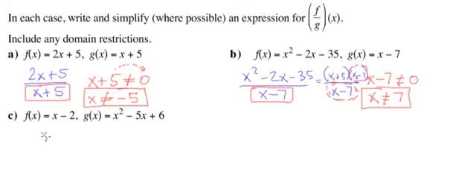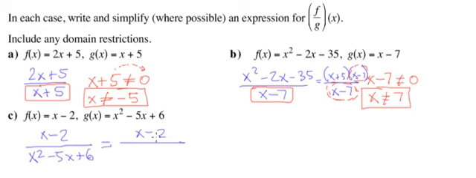And last one, x minus 2 over x squared minus 5x plus 6. This one's trickier because it's harder to see where the denominator is going to equal 0. We actually have to factor that bit. I'll just leave the numerator alone. In the denominator, forgive me if I gloss over this, I don't have a lot of space left. It factors as x minus 2, x minus 3.